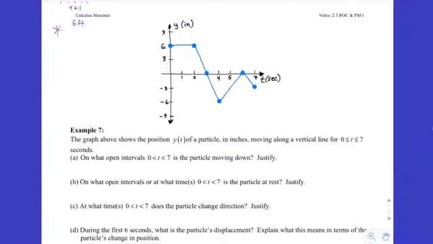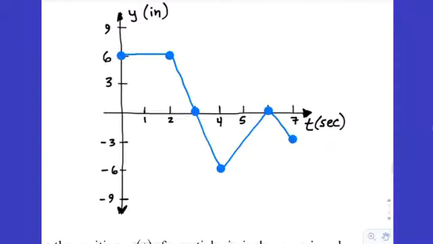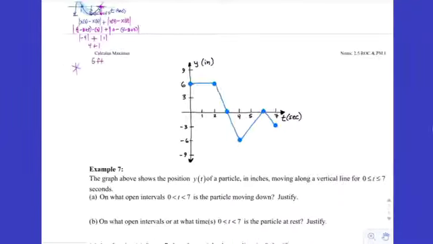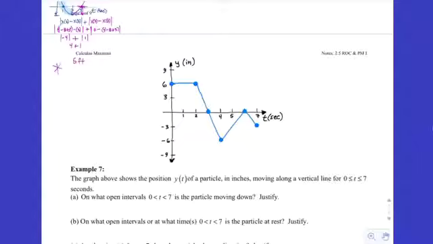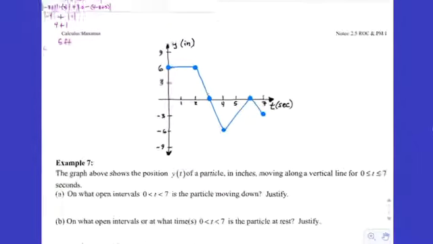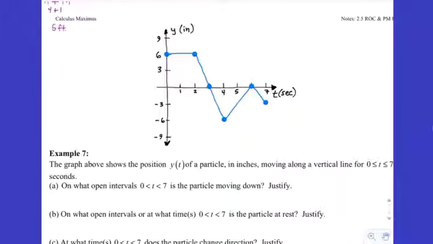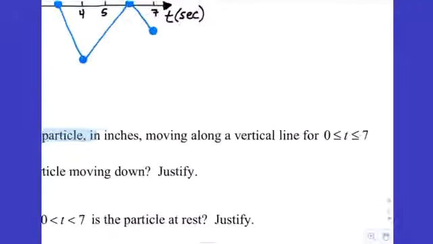Okay. Example 7. Instead of giving you an equation now, I'm giving you not a giraffe, but a what? A graph. Right, a graph. So we're going to have to know how to read the graph. So let's read. The graph above shows the position. All right, so it's a position function. So instead of giving you an equation for the position, it's a graph now, y of t, for a particle moving now along not a horizontal line, but a vertical line. So you can imagine like it's an inchworm or something, moving up and down or down and up along a water spout that is the y-axis.